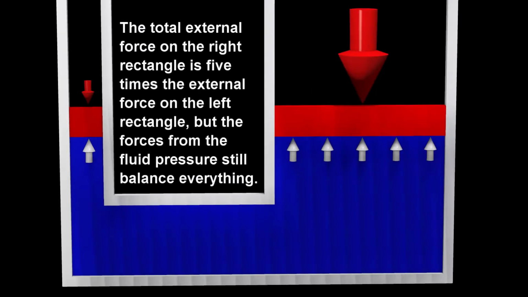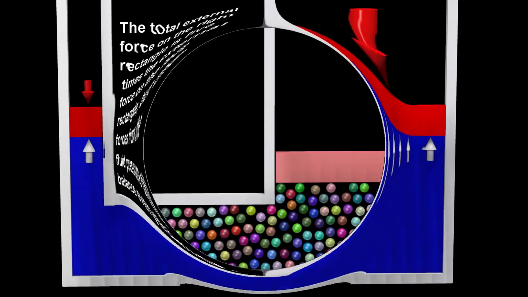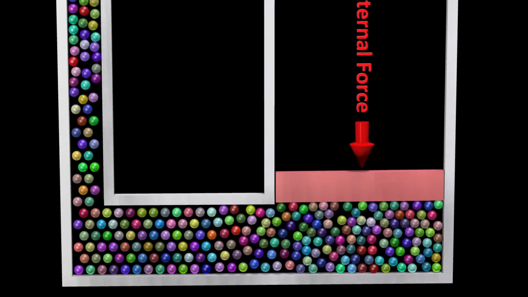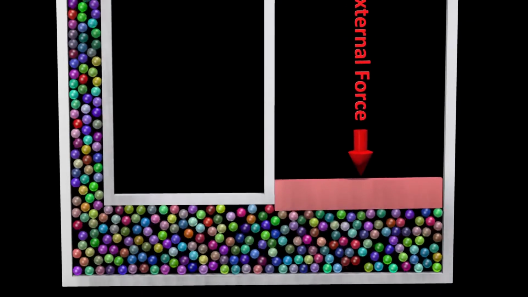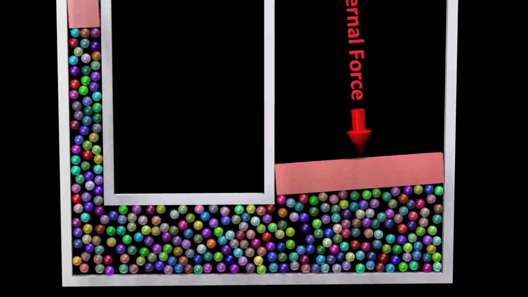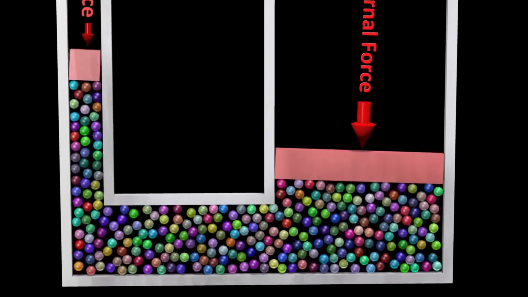The total external force on the right rectangle is 5 times the external force on the left rectangle. But the forces from the fluid pressure still balance everything. In this next example, we are again in zero gravity, but this time the external force on the right rectangle is only 3 times the external force on the left rectangle. Here, the smaller force manages to overcome the larger force.